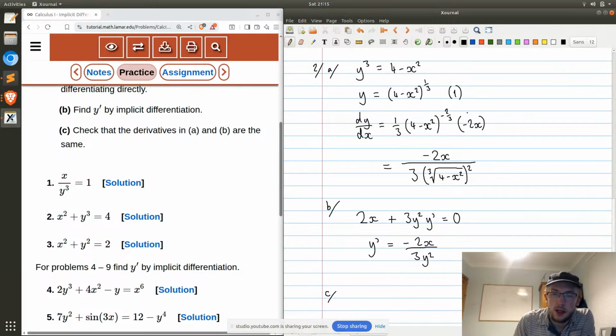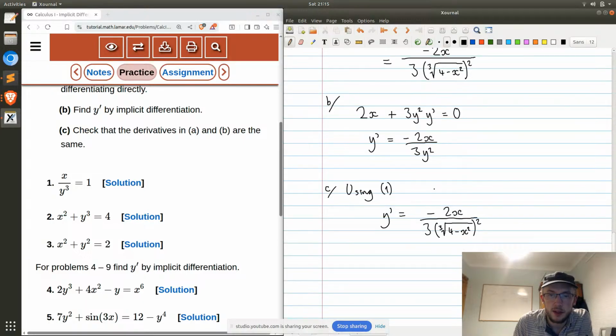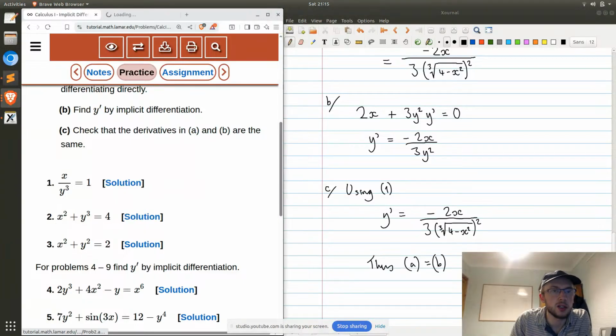So we could just say, using equation 1 from part A, we see that y prime is equal to negative 2x all over 3 times the cube root of (4 minus x squared) all squared. And so they are the same, as we intended to show.